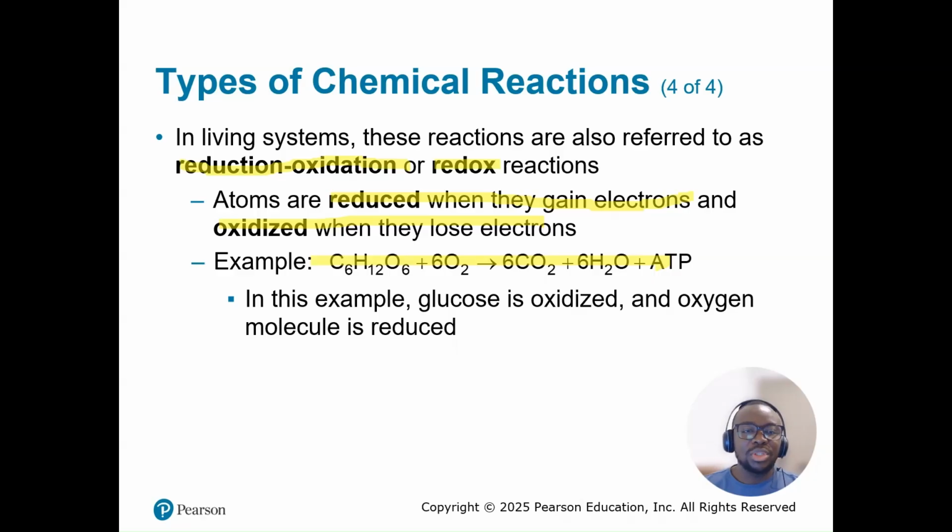The cellular respiration equation highlighted here is one of the most important redox reactions in living cells. In this reaction, glucose is oxidized to carbon dioxide as it loses hydrogen atoms, and oxygen is reduced to water as it accepts hydrogen. This reaction represents the main pathway by which glucose is broken down for energy in the body.